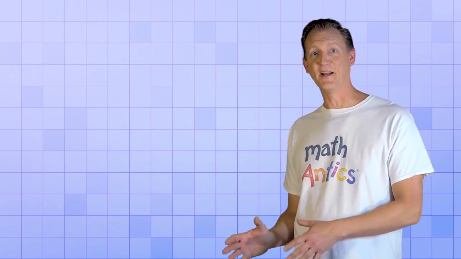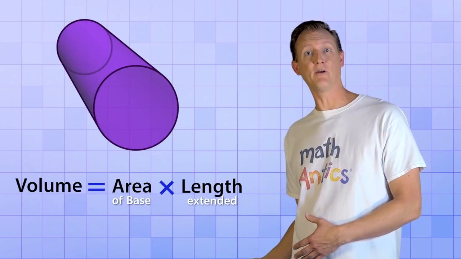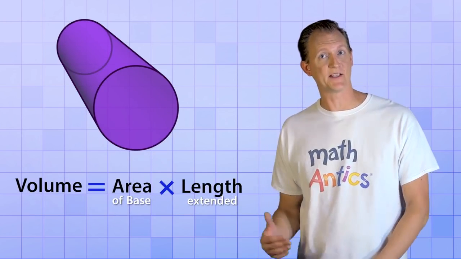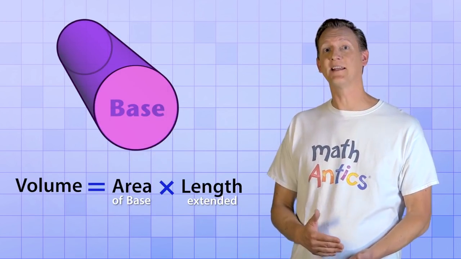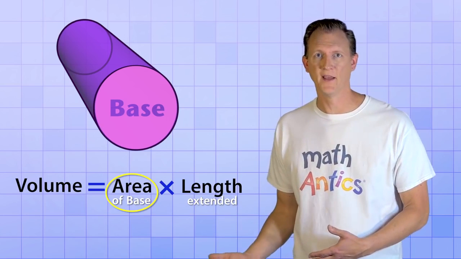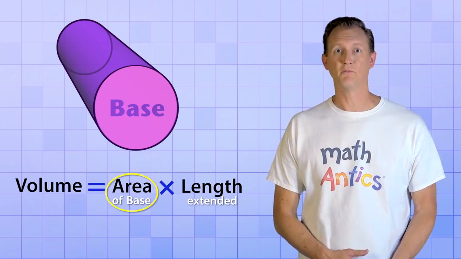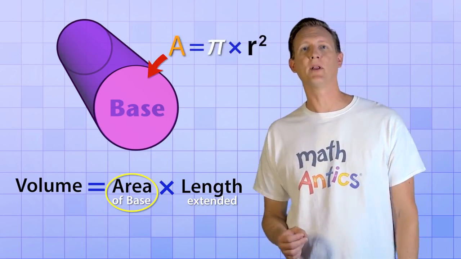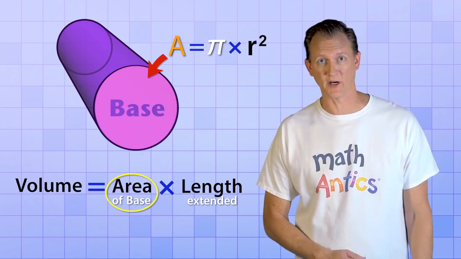All right, are you ready to try finding the volume of the cylinder now? The cylinder is made by extending a circle, so first we need to calculate the area of that circle. As we learned in a previous video, the area of a circle is found by multiplying pi times its radius squared.